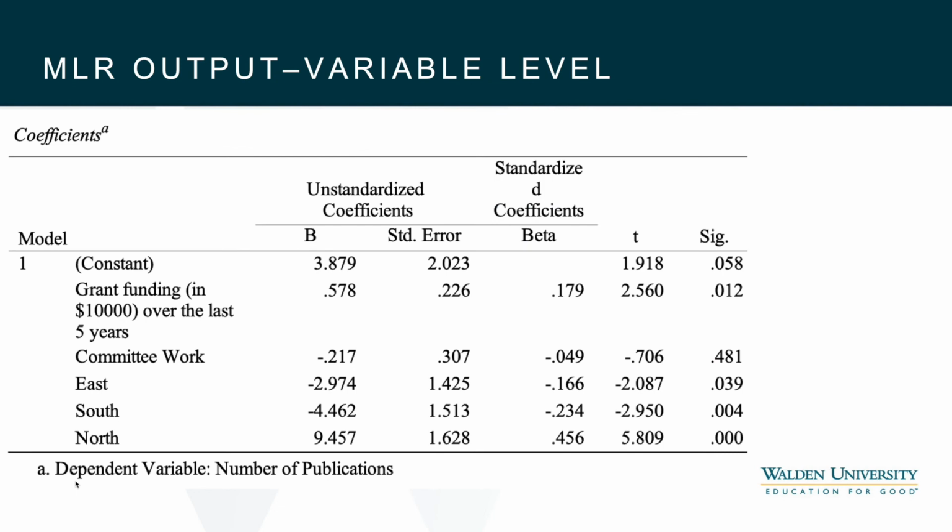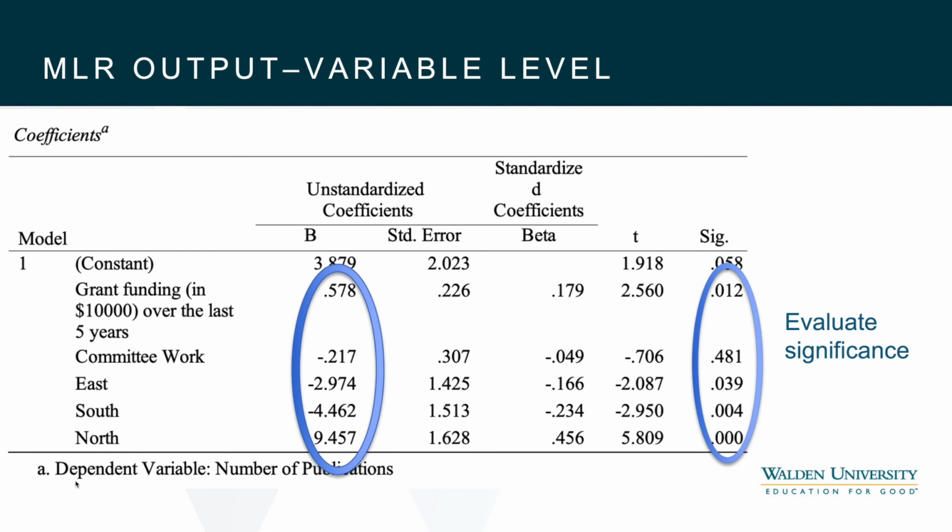The interpretation at variable level always starts with an evaluation of significance. Do evaluate every variable for what it brings to the model. That will be followed with an evaluation of the unstandardized coefficients. And lastly, by the standardized coefficients. We can see here that committee work was not significant, so we will only mention that it dropped off, that it's not a significant variable, but we will not further interpret that.